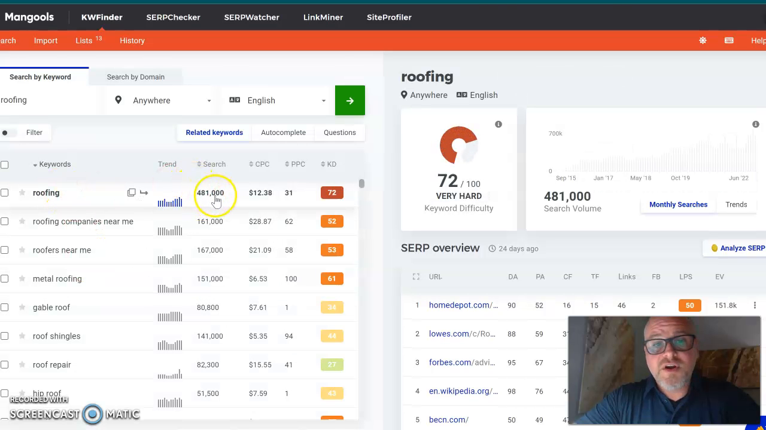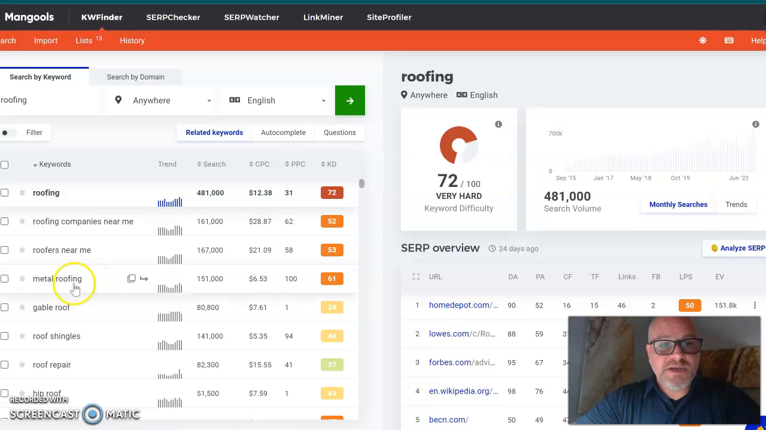Okay, roofing has 481,000 searches a month. That's a big one, but it also has a high keyword difficulty. That's 72. And if you were running an ad on Google, the cost per click would be $12.38 every time someone clicked on your ad. So that's kind of steep.